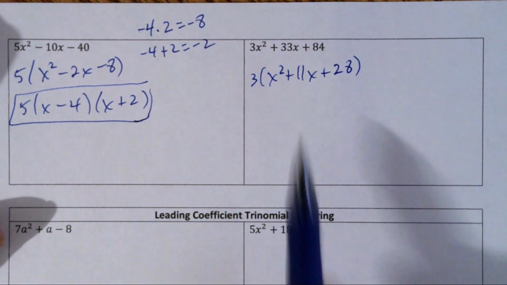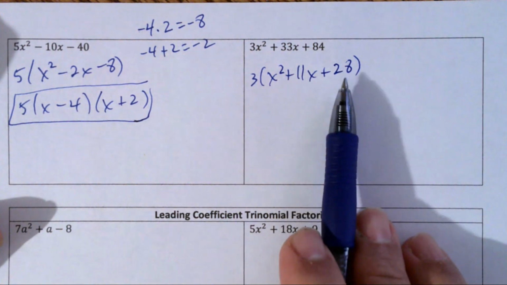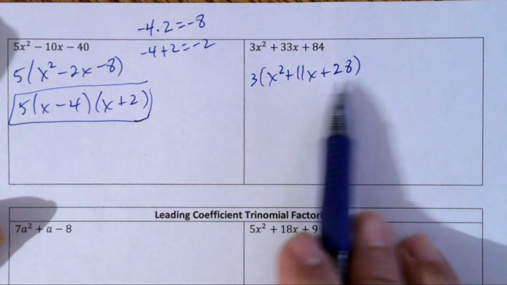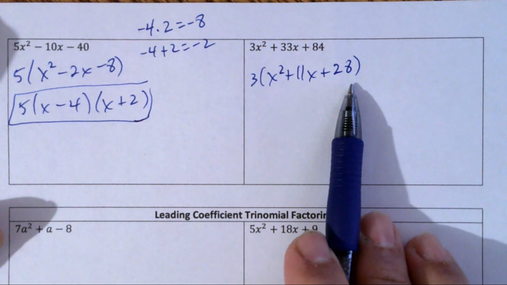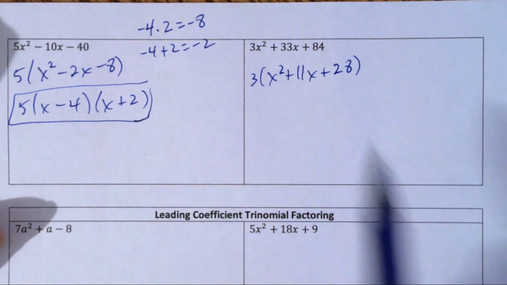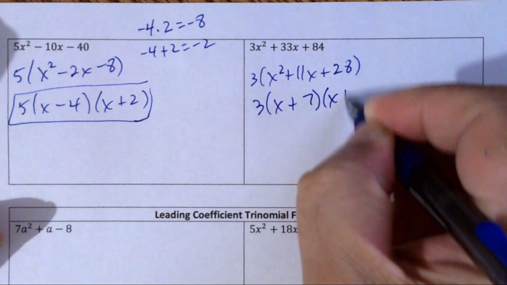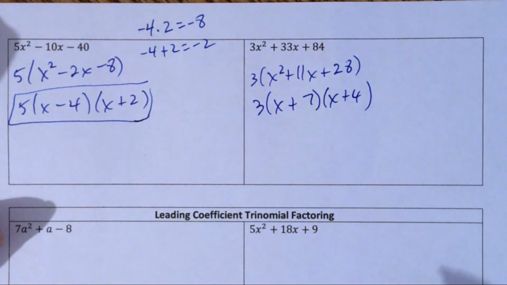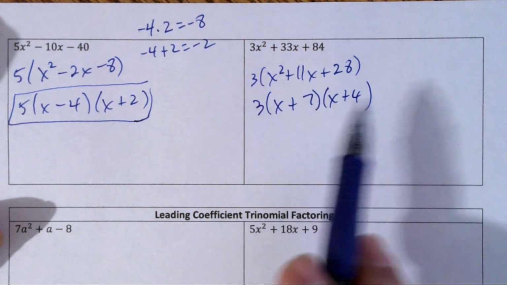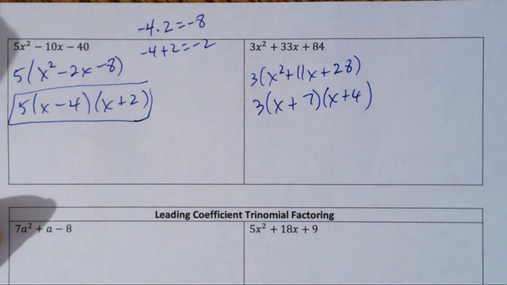Okay. All right. Now, what are the factors of 28 that combine to make 11? Well, 7 times 4 is 28. 7 plus 4 is 11. There we go. So we say x plus 7, x plus 4. Right? If both of those are positive, it's going to be positive, period. And that's it.